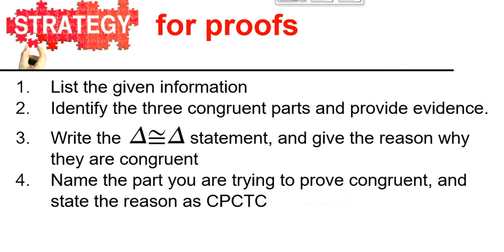All right, go ahead and take a moment in your notes and write down your strategy for your proofs. So again, it's pretty much the same. The first thing you're going to list is the given. Then in the body of the proof, you're going to identify the three congruent parts and provide evidence as to why they're congruent. Then you're going to write the triangle congruent statement, which we've done. So we've done 1 through 3 already.